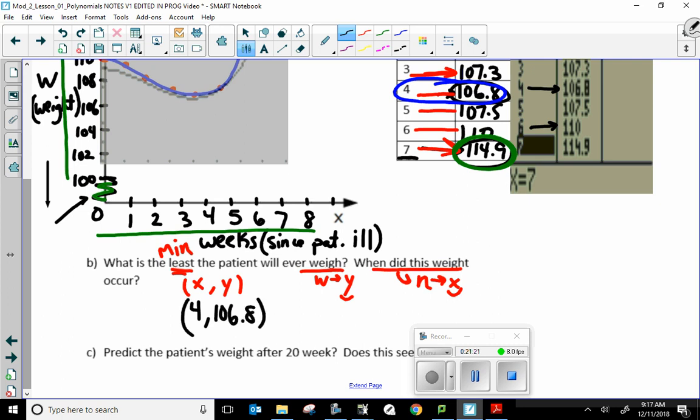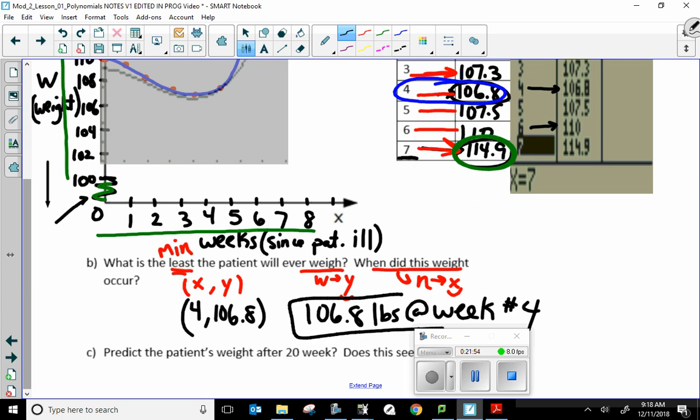So here we go: 4, 106.8. The coordinate is nice, but they're not asking us for a mathematical coordinate. They're asking us what is the least the patient will weigh. So we need to answer that question. I don't want to say 4, 106.8. When you ask a doctor what's the least a patient will ever weigh and when that is going to happen, he's going to say they will weigh 106.8 pounds at week number 4. That's how he's going to answer it, because he's a professional.